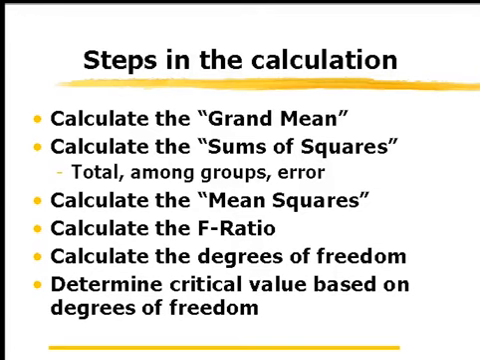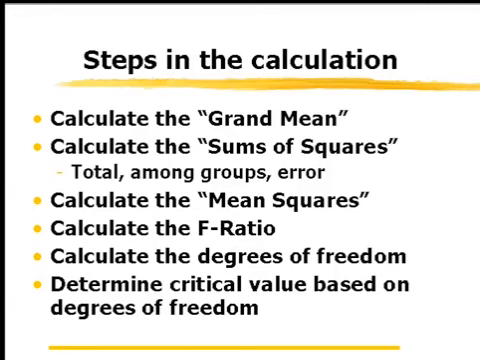Steps in the calculation of the analysis of variance: first you calculate the grand mean. Then you calculate the sums of squares, and the sums of squares, remember, is what we did early on when we learned how to calculate the standard deviation and the variance. It's the sums of the squares, and then we talked about the different types of error, the among groups error and the within groups error. Now in the F ratio, you calculate the mean squares from the sums of squares, then you calculate the F ratio, and then the degrees of freedom, and based upon the degrees of freedom and your F ratio, you compare that to the critical value to decide whether you have statistical significance or not.